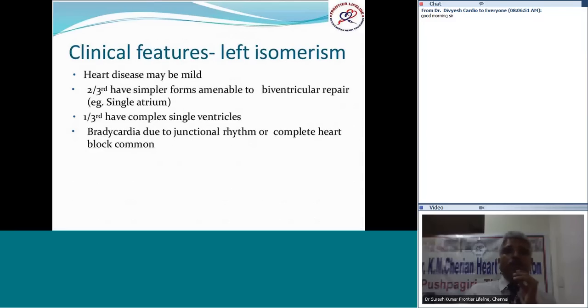So now let's look at the clinical features. In left isomerism, the heart disease may be mild, and nearly two-thirds may have lesions amenable to biventricular repair and a third have complex single ventricles. Bradycardia due to junctional rhythm or complete heart block is common.